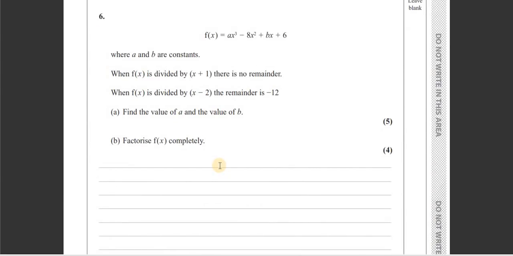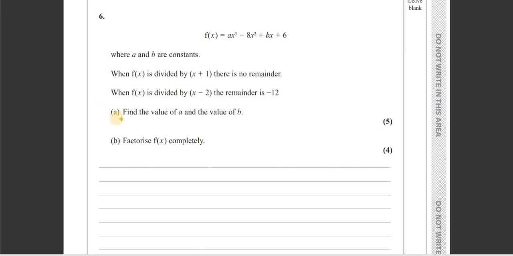Question number 6. f of x is equal to ax cubed minus 8x squared plus bx plus 6, where a and b are constants. When f of x is divided by x plus 1, there is no remainder. When f of x is divided by x minus 2, the remainder is minus 12. Find the value of a and the value of b. This is part A, and factorize f of x completely.